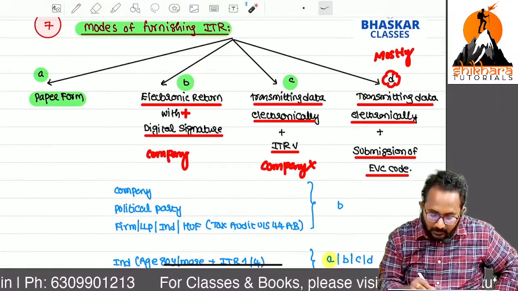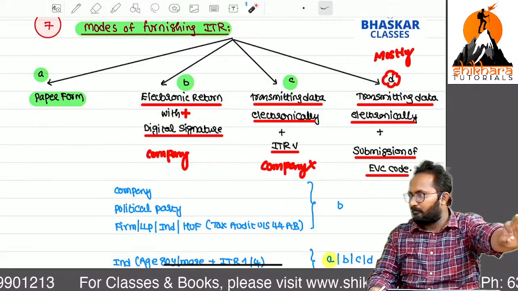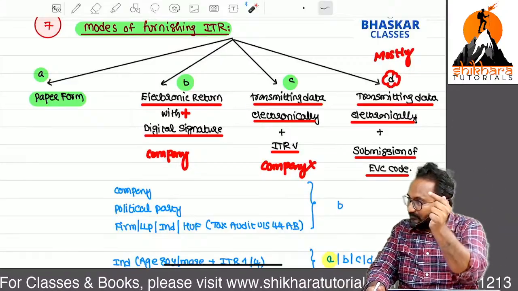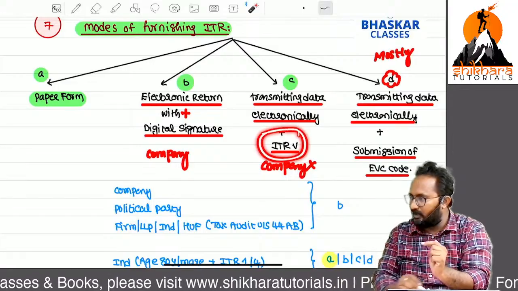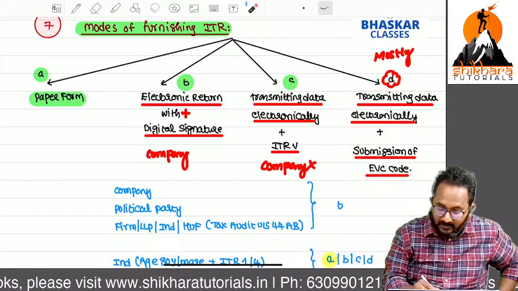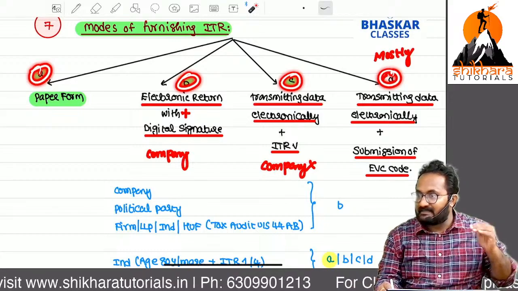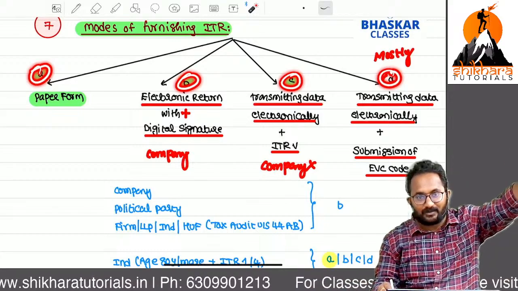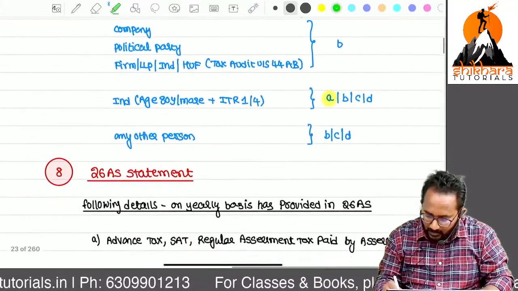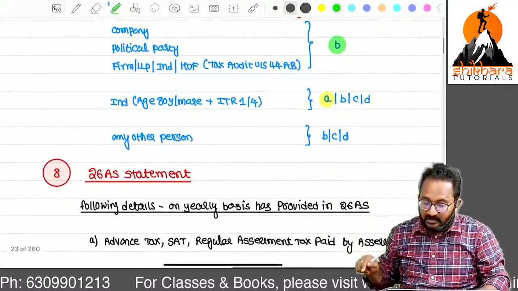How many modes are available? Four. What are the four? Please check: paper form; electronic return with a digital signature; electronic return with a physical form, ITR V; and electronic return with the EVC code. Now I have given the codes A, B, C, D. Which assessees will follow which mode is also important. Remember, B is what? Electronic return with the digital signature.